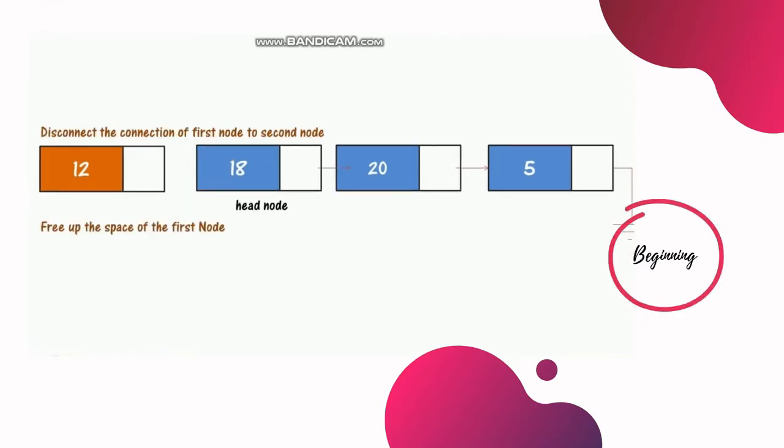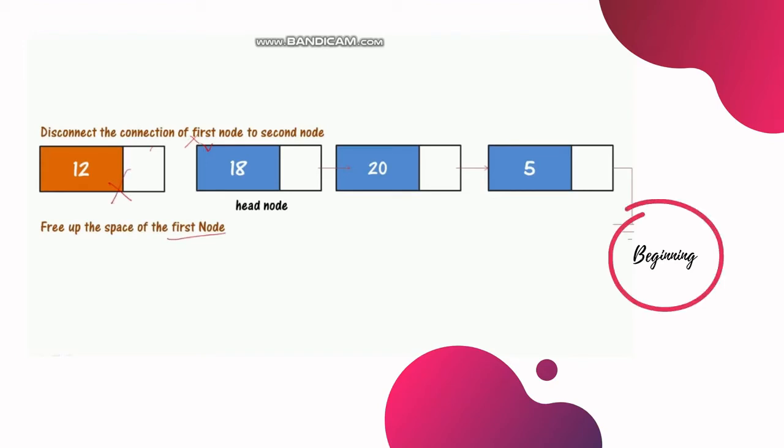After we have updated the head node with the next of the previous head node, तो अब हम जो करेंगे that we can disconnect the connection of the first node to the second node. जो इसका ये connection था वो हमने इसको cross out कर दिया है. We have disconnected the connection, and the next is that we are freeing up the space of the first node.